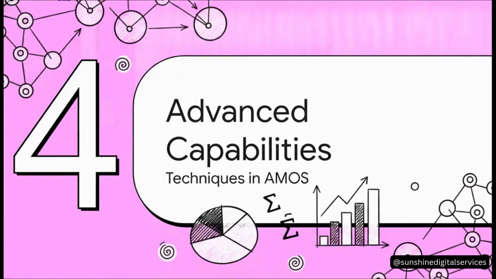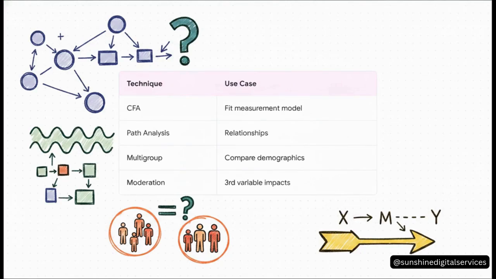Section 4, advanced analysis capabilities. So once you're in Amos, what kind of heavy lifting can you actually do? Well, first, confirmatory factor analysis lets you test if your hard data actually fits your hypothesized model. Second, you have path analysis, which dives deep into those direct and indirect relationships. So it helps you see if, say, social media use directly causes stress or if the relationship is just indirect.